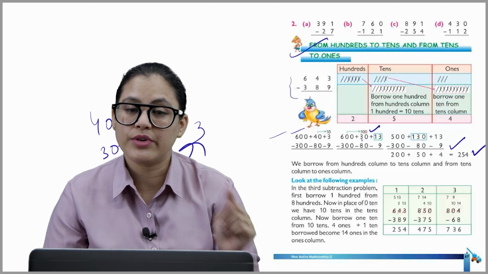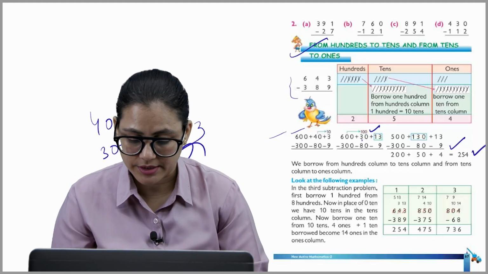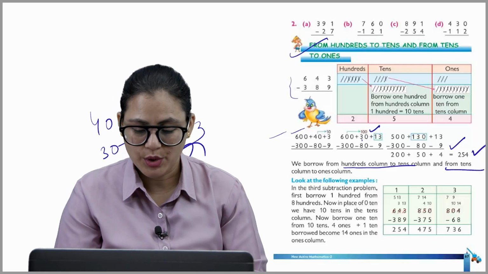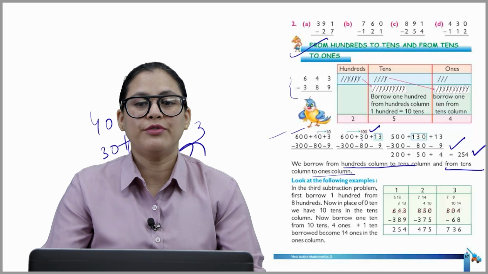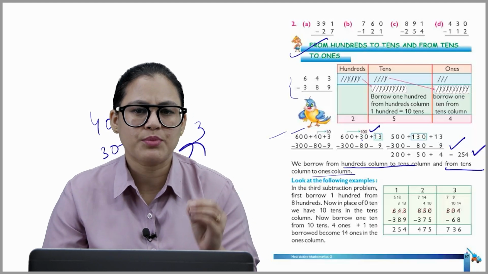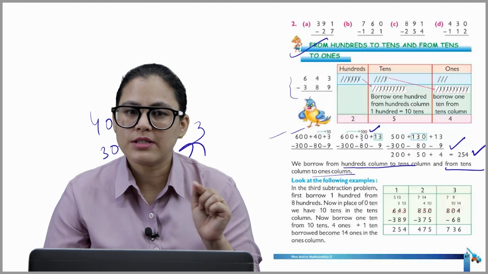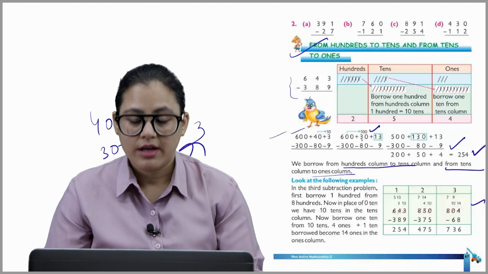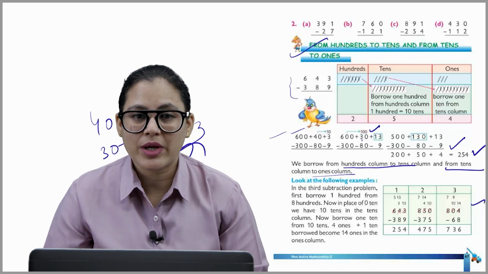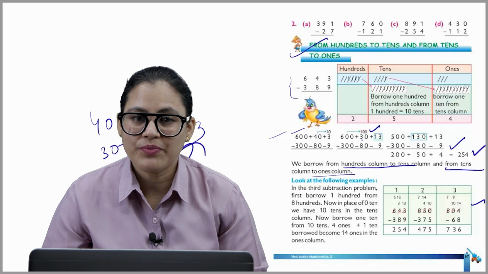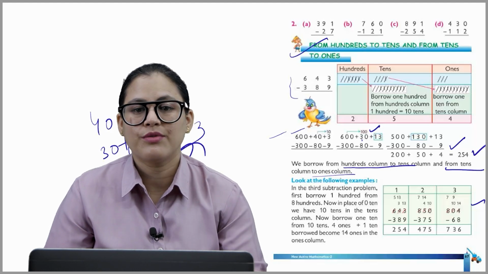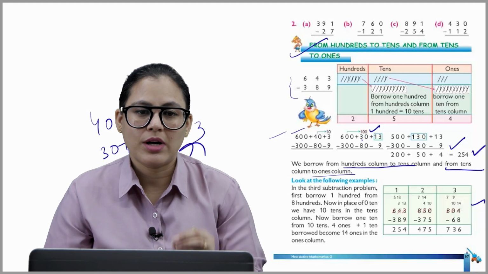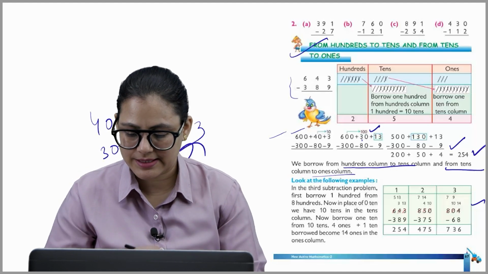We borrow from the hundreds column to the tens column, remember that, and from the tens column to the ones column. Look at the following example. In the third subtraction problem, first borrow 100 from 800. Now, in place of 0, we have 10 tens in the tens column. Now, borrow 1 ten from 10 tens, 4 ones plus 10 borrowed become 14 ones in the ones column. Let's check it out.